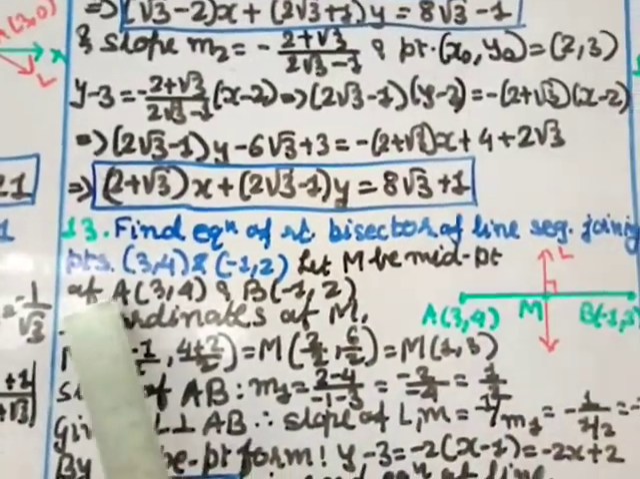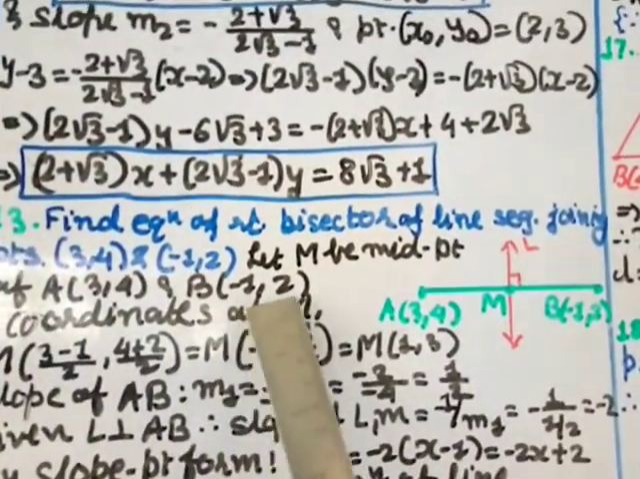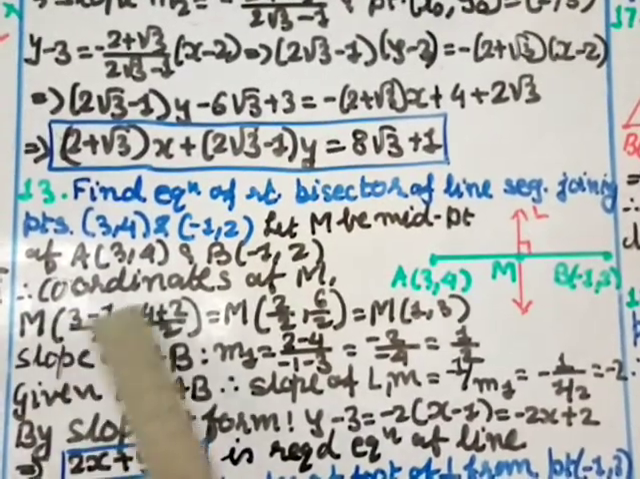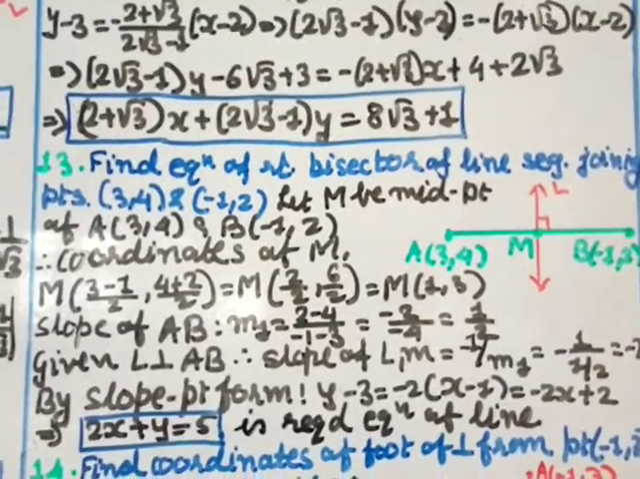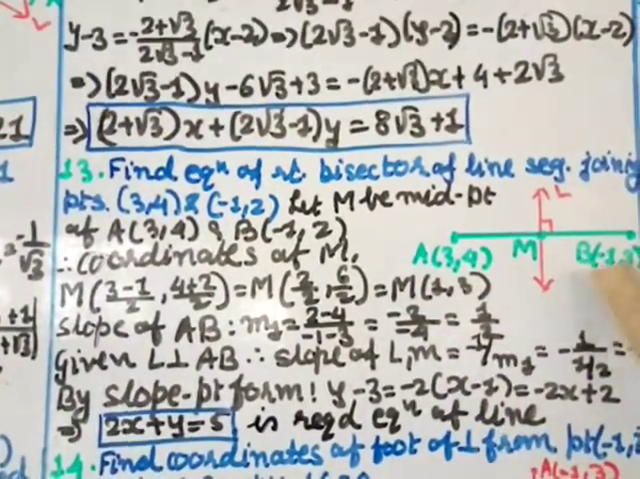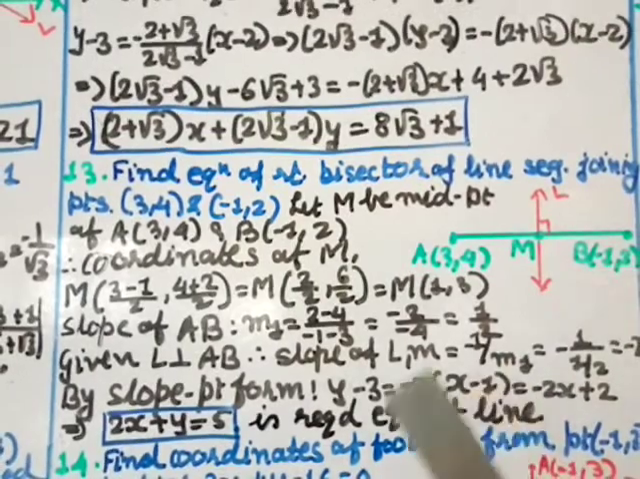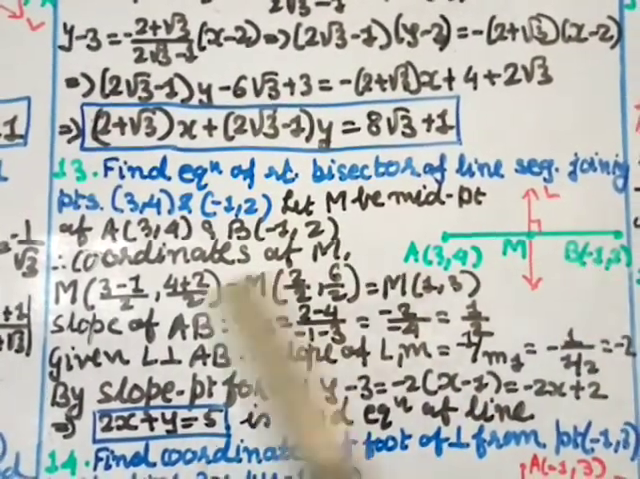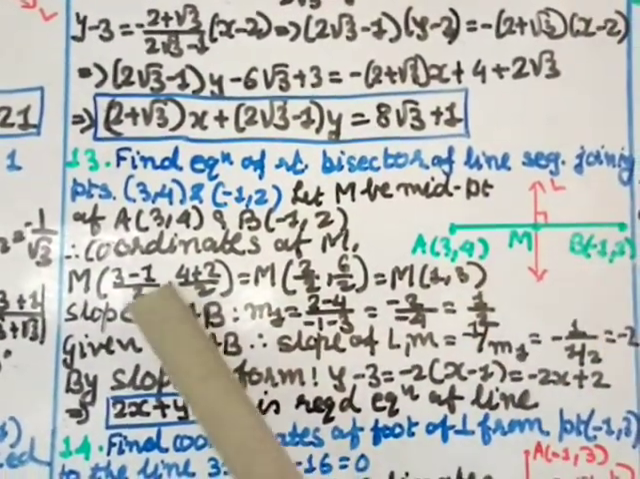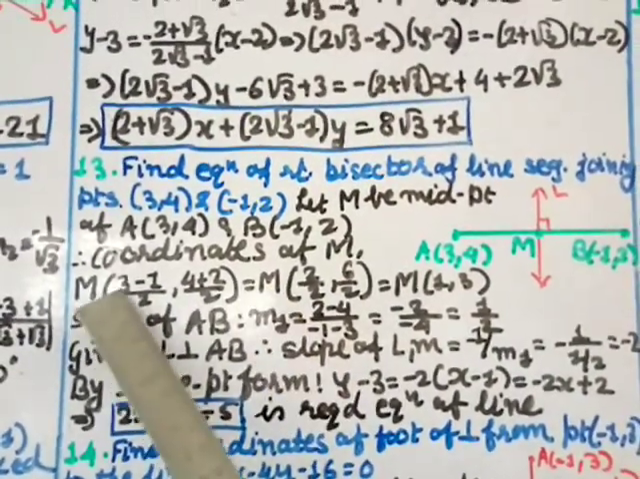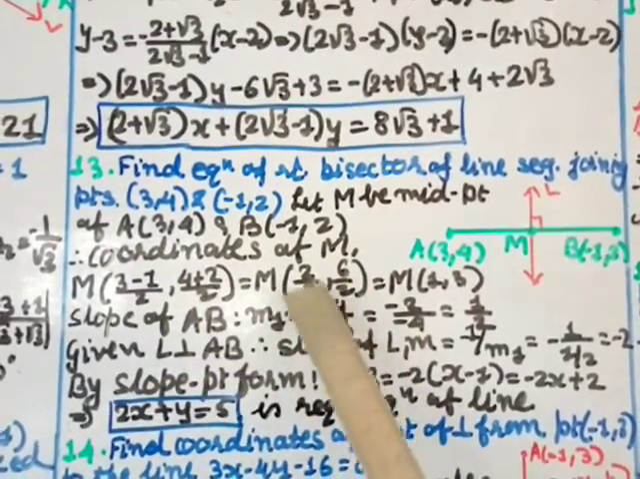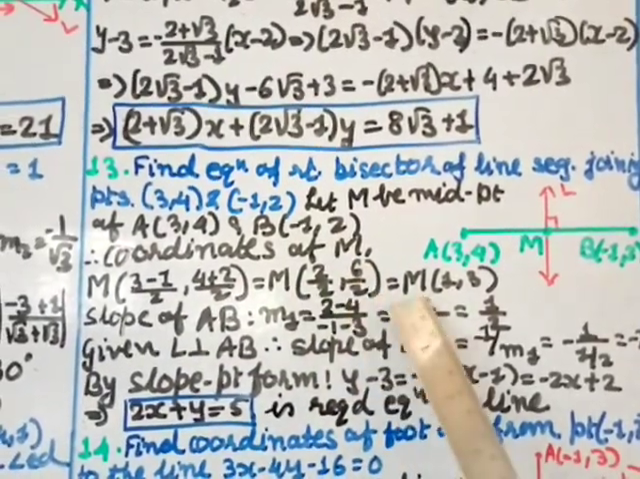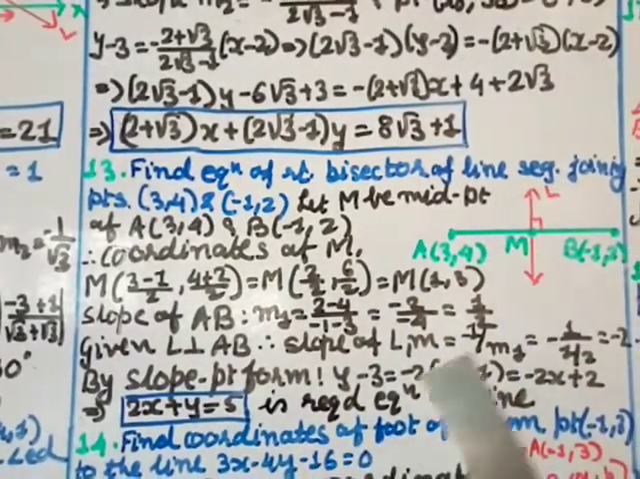Using midpoint formula. Let M be the midpoint of A 3, 4 and B minus 1, 2. So therefore coordinate of M will be, midpoint formula is x1 plus x2 by 2, y1 plus y2 by 2. So these plus these by 2, comma this plus this by 2. So 3 plus minus 1, so 3 minus 1 by 2 and 4 plus 2 by 2. So this gives you M, 3 minus 1 is 2 divided by 2, comma 4 plus 2 is 6 divided by 2. This you can cut by 2, this also cut by 2, so M value will be 1 and 3. So the coordinate of M is 1 and 3.